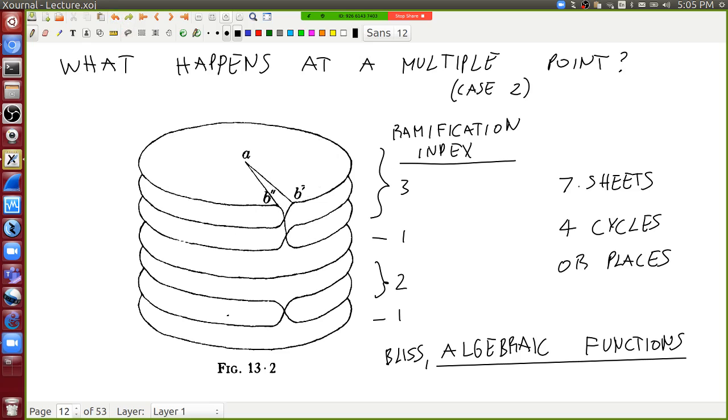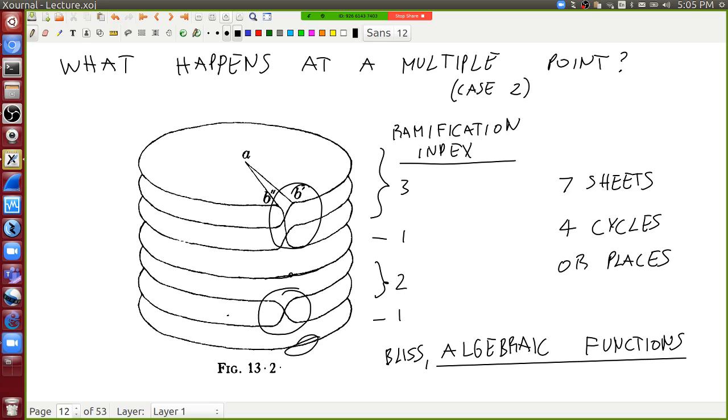We got to like 7 sheets here. We count them up, and 4 cycles. So we got 1 cycle here of ramification 3. Ramification is the number of times you go around. This one here, you went around and came right back to the same place you started from. So it's ramification 1. This is a cycle of ramification 2, and a cycle here of ramification 1.